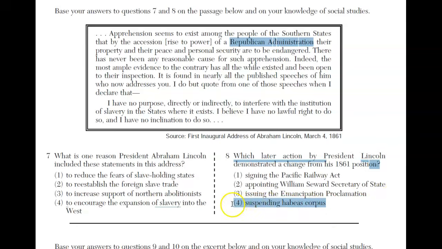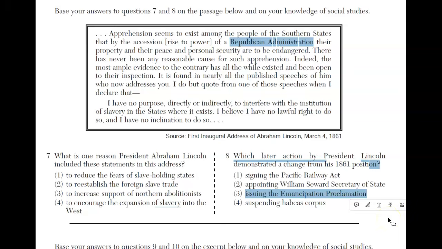Suspending habeas corpus. If you remember this one, Lincoln established military courts to arrest people who were accused of helping the southern states. That was a very controversial decision on his part, to try people not in civilian courts, but in military courts if they were thought to be sort of spies and agitators and saboteurs on behalf of the South. Also, nothing here.